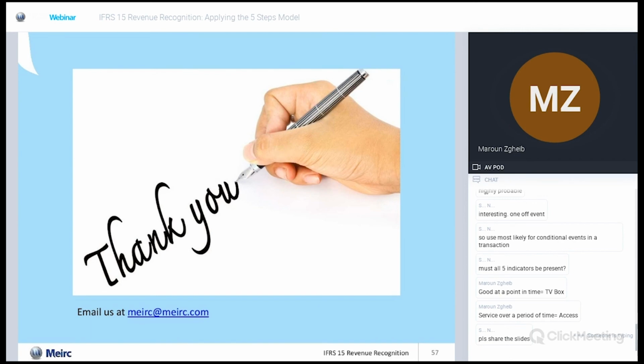So step number 3 is to identify the transaction price. Step number 4, allocate the transaction price to the performance obligations that were identified in step 2. Step number 5, start recognizing revenue either at a point in time when we deliver the good or service, or over a period of time when we deliver the good or service. And this is the 5-step model under IFRS 15. Do you have any questions?